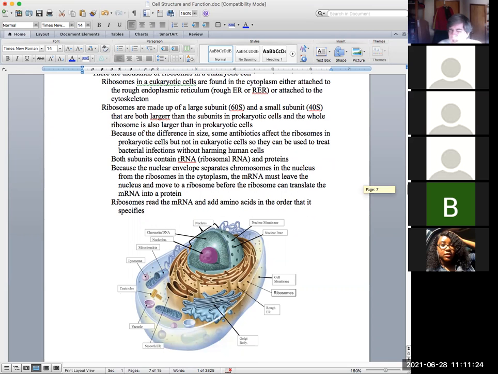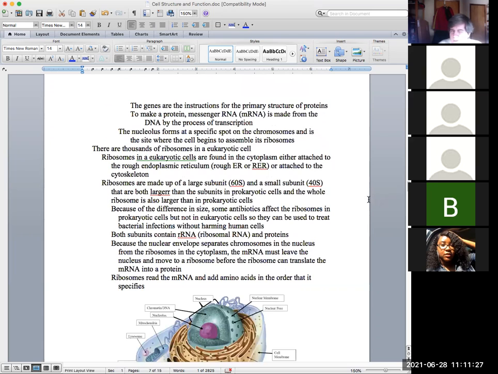Now, remember what we said, ribosomes are made up of two parts. They're made up of a large subunit and a small subunit. The large subunit here is 60S. The small subunit is 40S. If you look back at our discussion of prokaryotic cells the other day, the large subunit was only 50S and the small subunit was only 30S. So notice these are bigger than the parts of a ribosome in a prokaryotic cell. And the entire ribosome is also bigger.